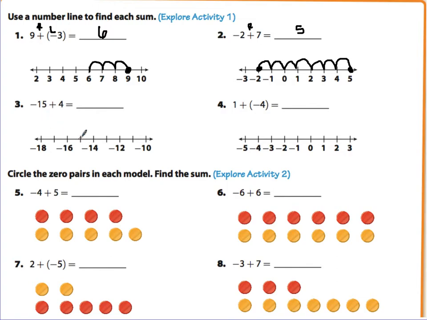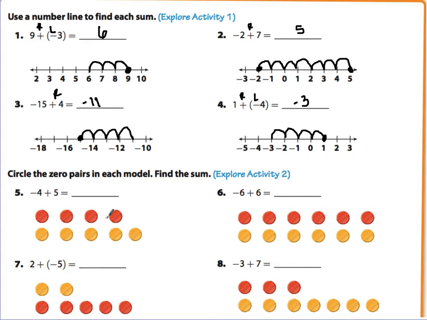So -15 is right here, +4, that tells me that I'm going to the right. So 1, 2, 3, 4, that gives me a -11. If I plot 1, this tells me to go to the right, but then the negative tells me to go to the left. So 1, 2, 3, 4. So I get a -3.